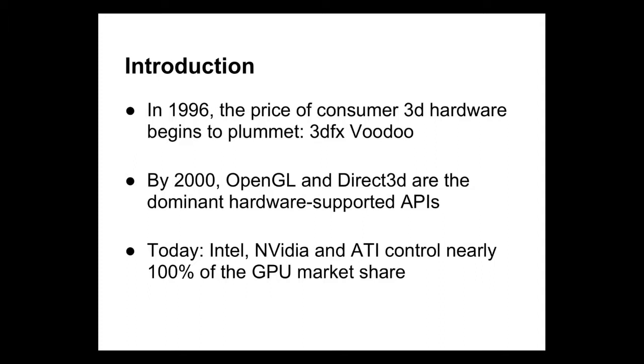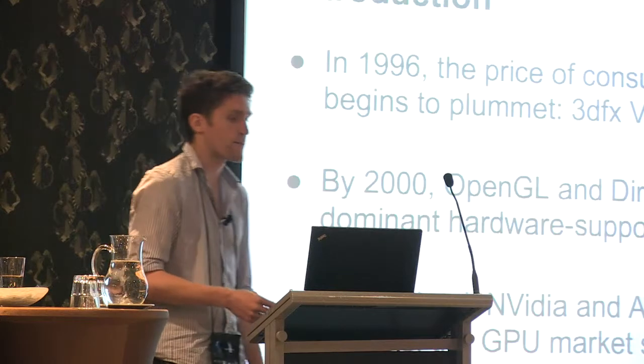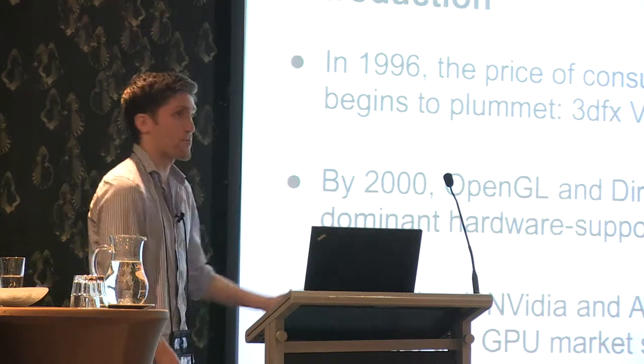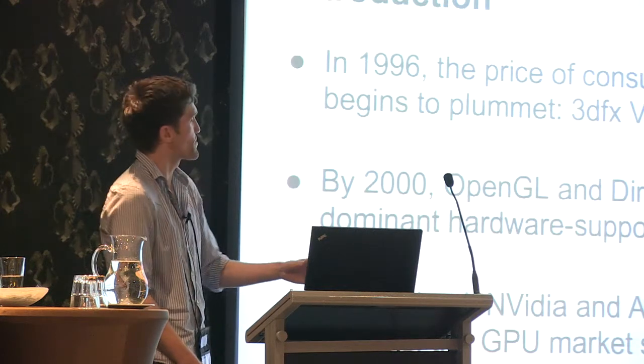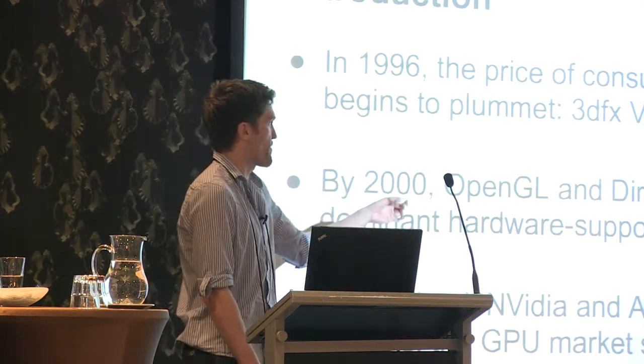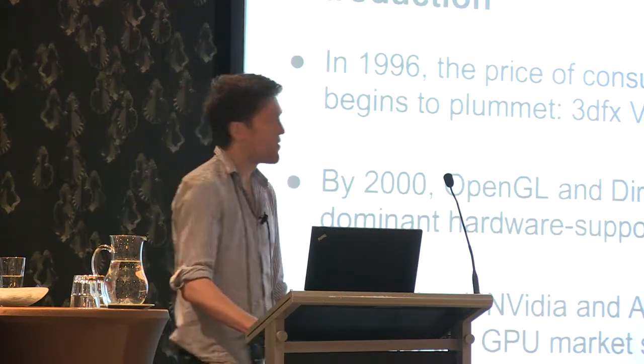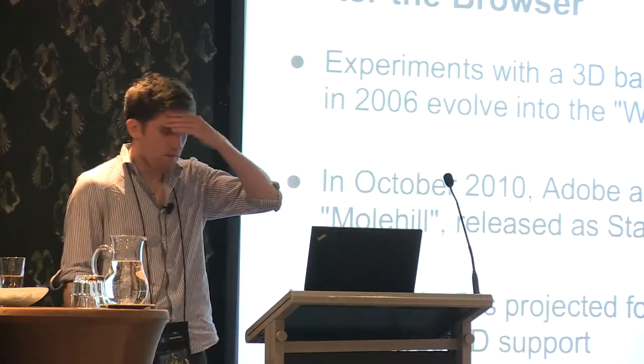It's reached a point now where all of your consumer commodity hardware is going to be backed with a GPU. And as it turns out, basically all of them are Intel, NVIDIA, and ATI. NVIDIA and ATI are primarily the discrete, standalone cards, whereas Intel is more doing the integrated graphics. But they do actually support 3D graphics now, with GPU-integrated chipsets. And they're all effectively running either OpenGL or, on Windows, OpenGL or Direct3D.